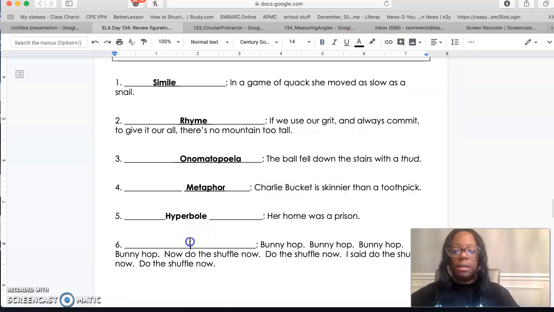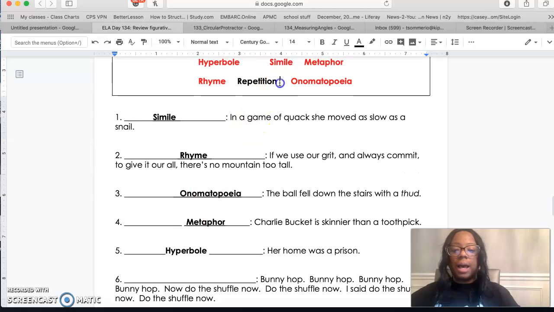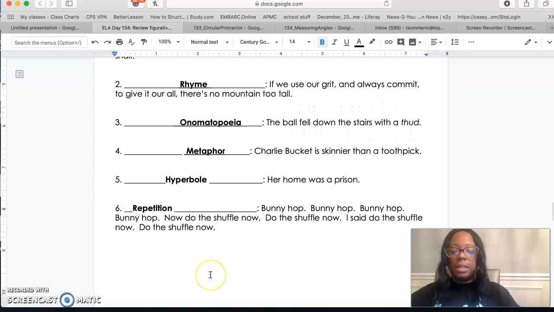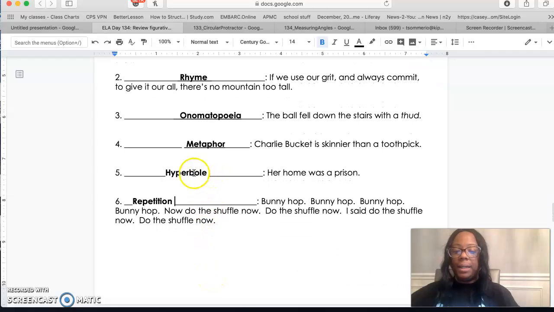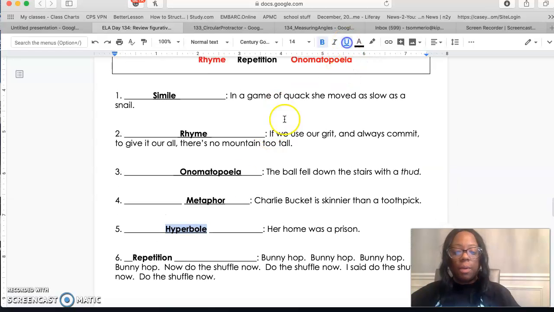And go on to number 6. We only have one word in our word bank, so number 6 has to be repetition. But I'll go ahead and read it for you guys. Number 6 says, bunny hop, bunny hop, bunny hop. Now do the shuffle now. Do the shuffle now. I said do the shuffle now. That is definitely repetition because they're saying the same things over and over again.